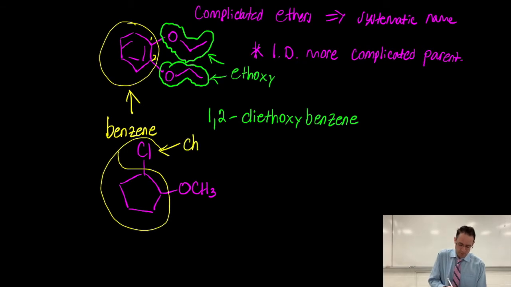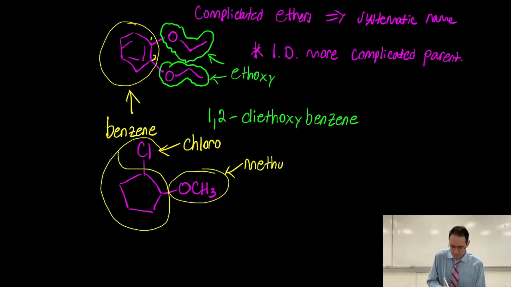And so then we identify what groups are attached. This is a chloro group. And an OCH3 is a methoxy group. Okay? Then we can number and name the substituents, alphabetize, and assemble the name. So this would be called 1-chloro-2-methoxycyclopentane.